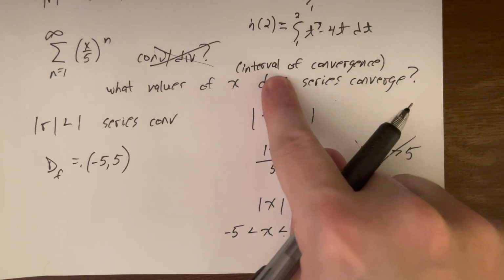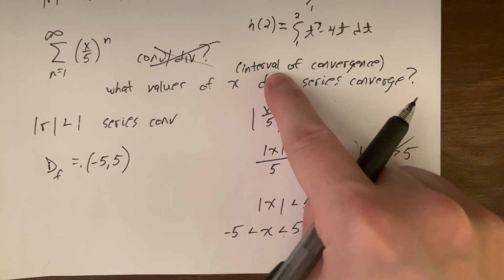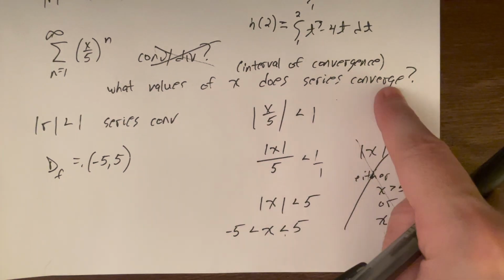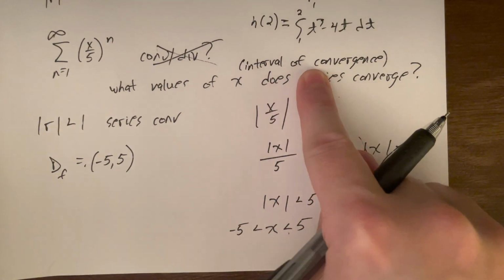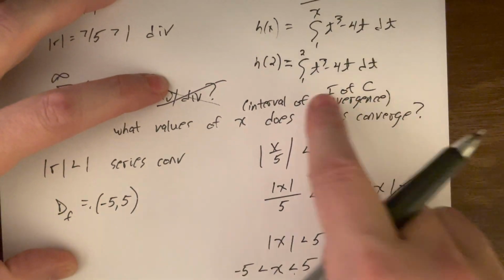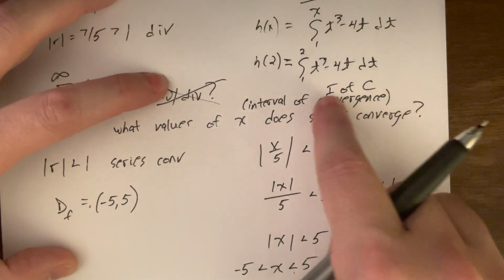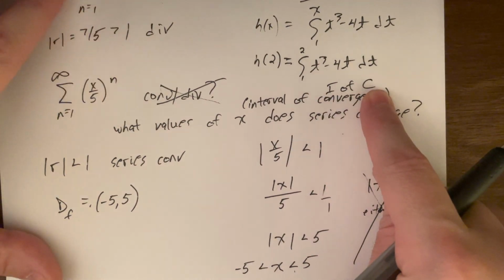I mean, actually, I'll just say it right here. An interval of convergence, by definition, is the values of x that make the series converge. That is a verbatim definition of this term. Just for short, I sometimes abbreviate it I of C, interval of convergence. I certainly give you permission to write that as well.